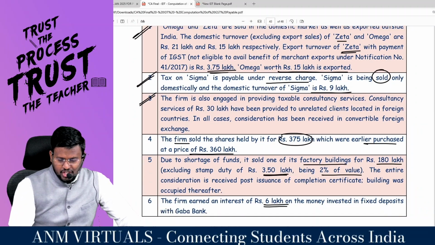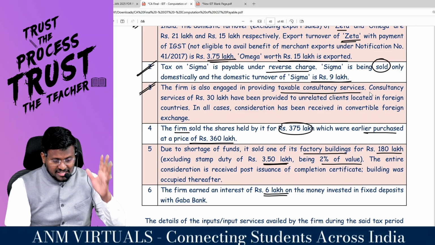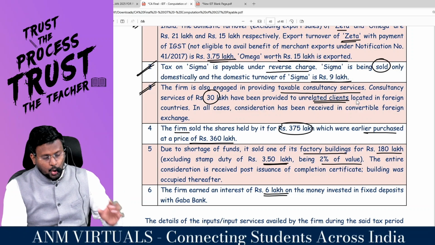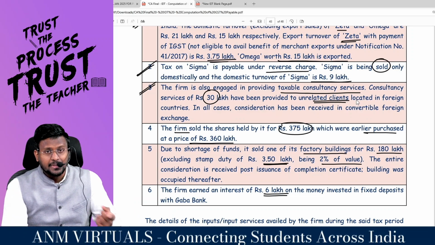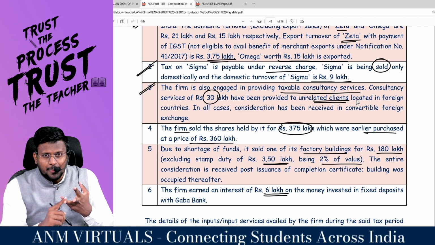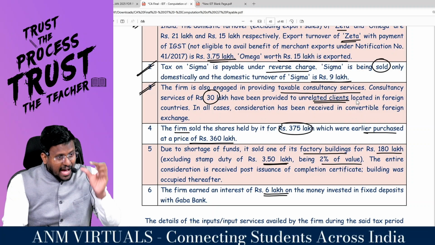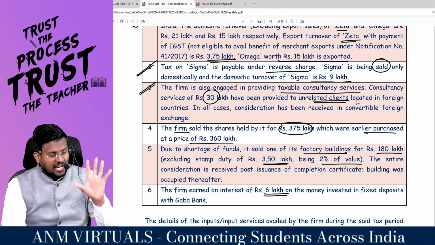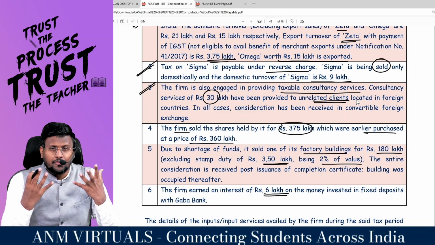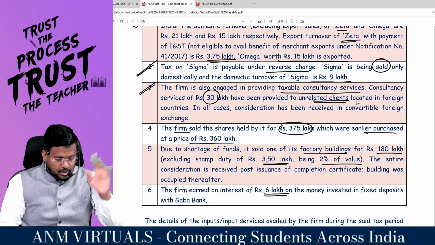The firm is also engaged in providing taxable consultancy services. Service also they are providing. Consultancy service of 30 lakh has been provided to an unrelated client located in a foreign country. That means the service provider is situated in India, the service recipient is situated outside India, and the place of supply is outside India. If the consideration is received in foreign currency, and if it is permitted as per the RBI, and if they are not a establishment of a distinct entity, then it will be treated as export of services. Once it is export of services, it is zero rated.